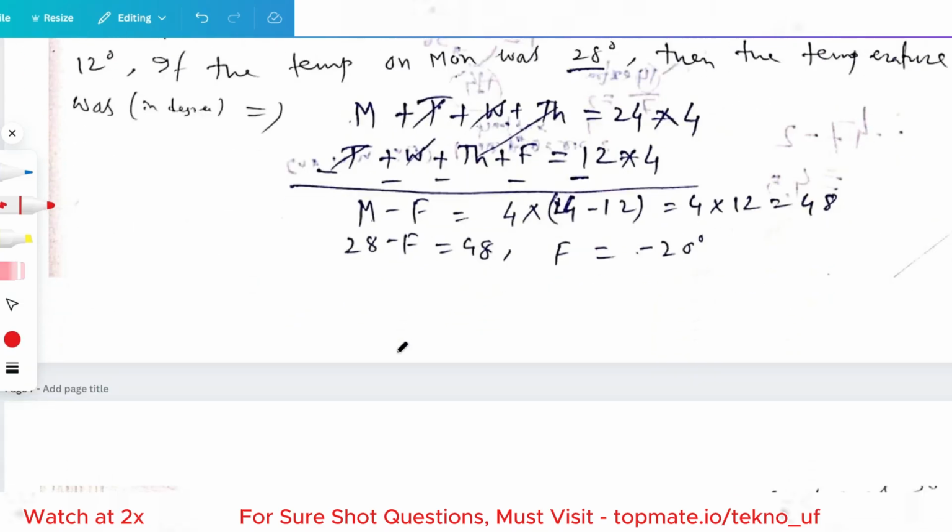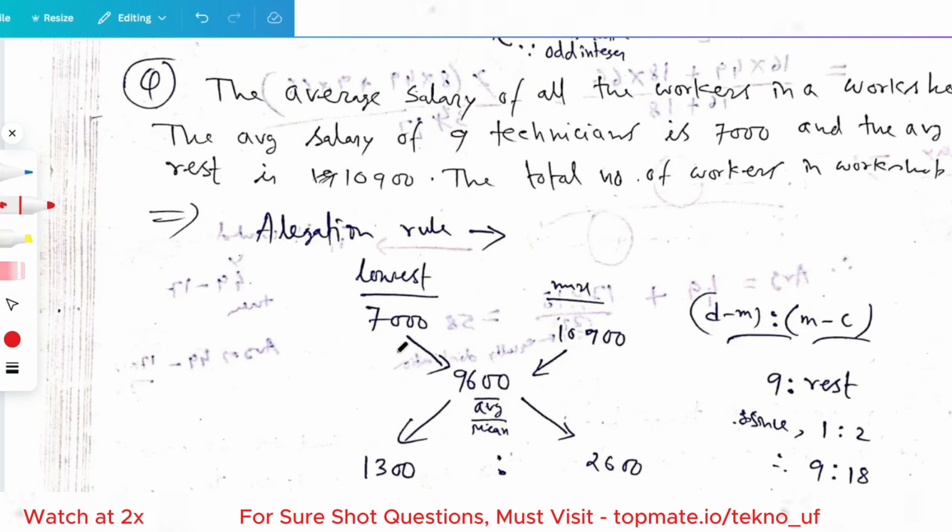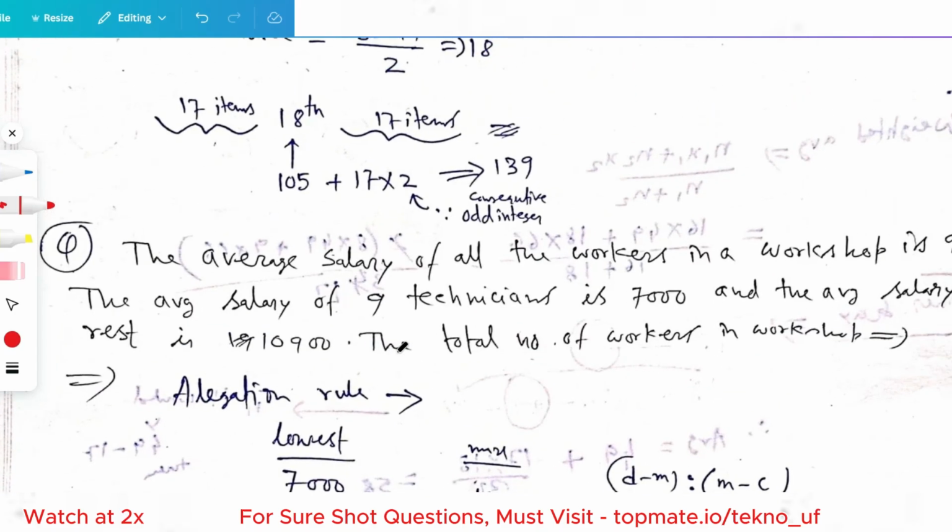I'm not going to solve everything, so let me show the next type of problem. As I told you in the very first video of this playlist, the best way to solve any problem: shortcut methods are like hit and trial, assumptions, then allegation method, right? So I'm going to implement the allegation method in this problem. So let's see how to implement that.